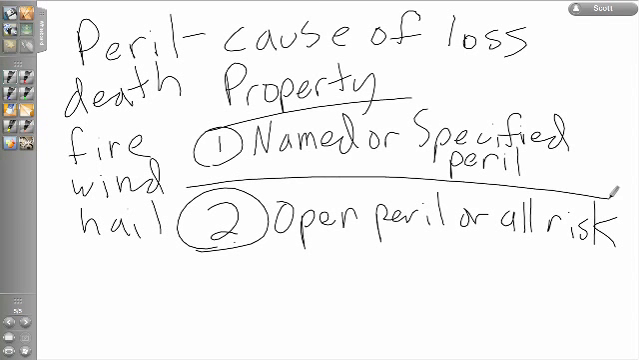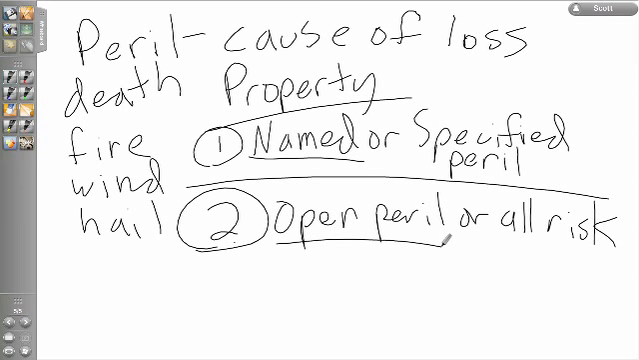So we're getting ahead of ourselves a little bit, but this is pretty important stuff that we're learning here. So we learned the definition of a peril. Now when you buy a policy, it will either be a named peril or an open peril policy. And these terms are synonymous. Named peril or specified peril means the same thing. Open peril or all risk means the same thing. It's providing coverage 2 different ways.